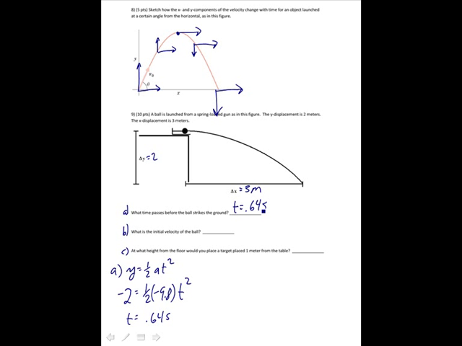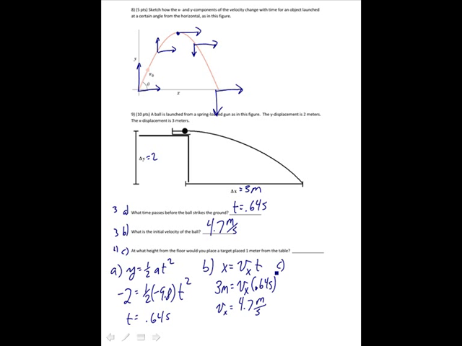What is the initial velocity of the ball? Well, for part B, I know that it goes a certain x distance, and this is going to equal vx times t. And so my distance that it goes is 3 meters. Vx is what I want to know. The time that it takes to go that 3 meters is 0.64 seconds. And so Vx is 3 over 0.64, which is 4.7 meters per second. At what height from the floor would you place the target placed 1 meter from the table? This was a little more complicated, so it counted for a couple more points. The point distribution, by the way, on this was 3 points, 3 points, and 4 points.